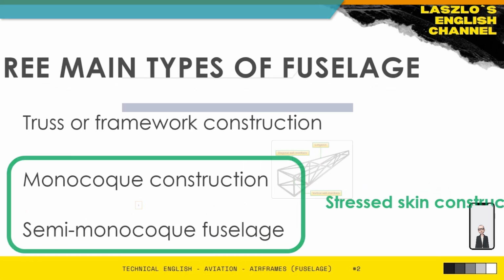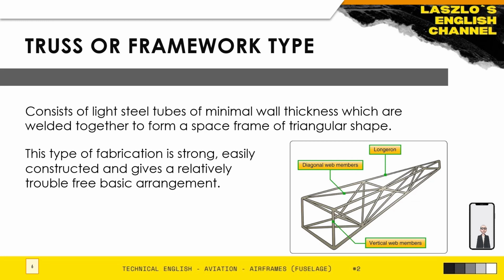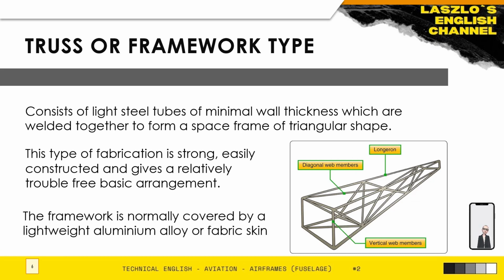Now first let's have a quick look at the truss or framework construction. When truss or framework construction is used for the fuselage, the framework consists of light steel tubes of minimal wall thickness, which are welded together to form a space frame of a triangular shape. This triangular shape gives the most rigid geometric form, and each tube carries a specific load, the magnitude of which depends on whether the aircraft is airborne or on the ground.